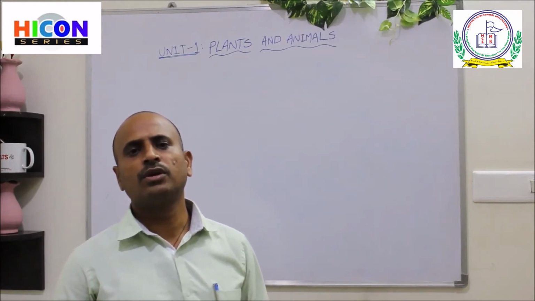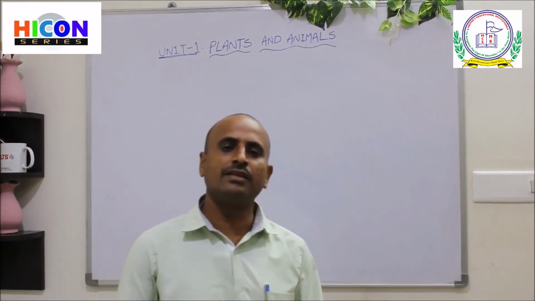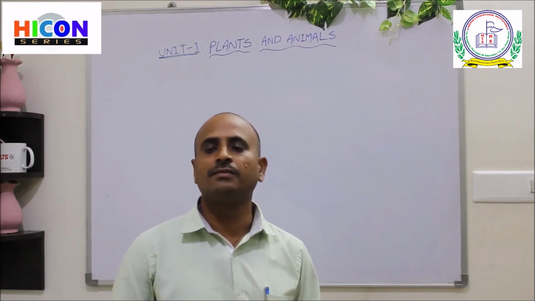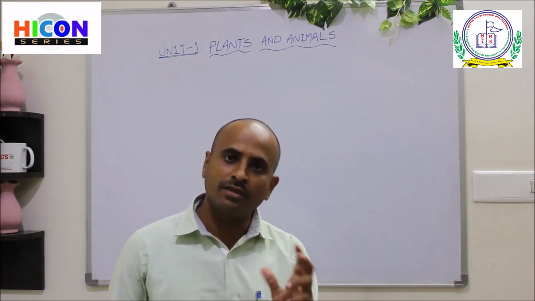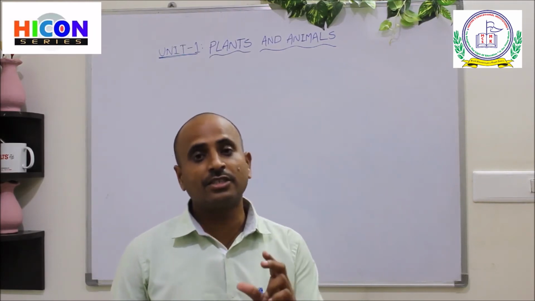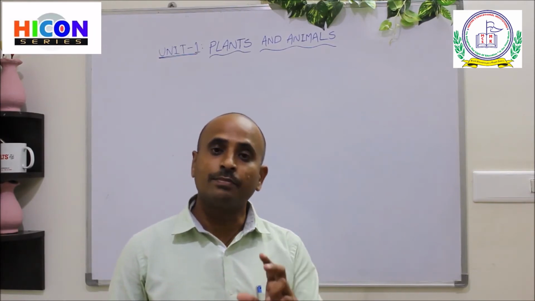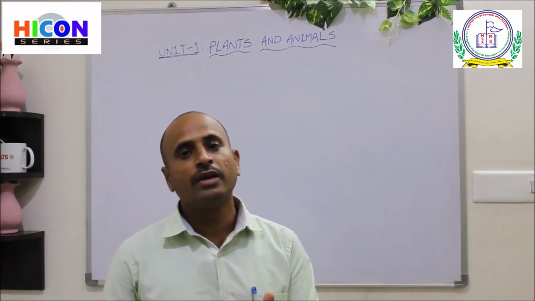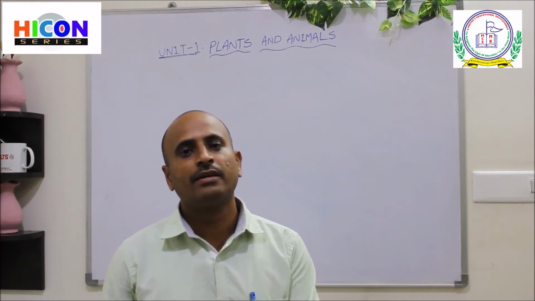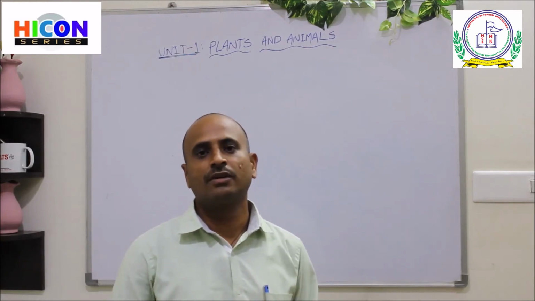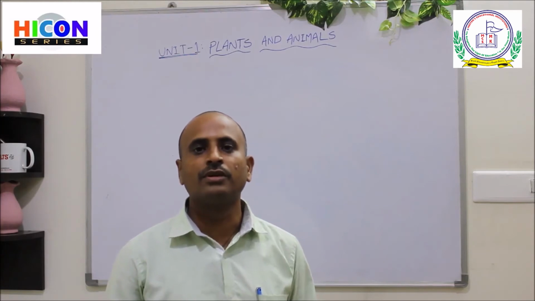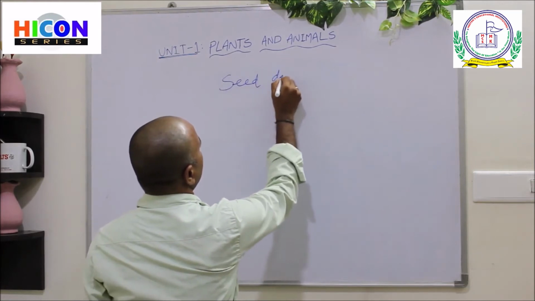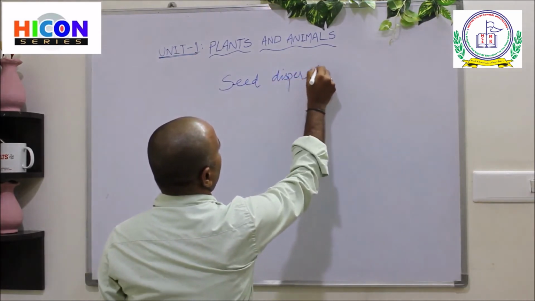So children, up to now we have discussed the seed: how a seed is produced, what the outer structure of the seed is and what the inner structure is, that means what is present outside the seed and what is present inside it, and how a seed is converted into a plant, that is seed germination. Now we are going to discuss seed dispersal.